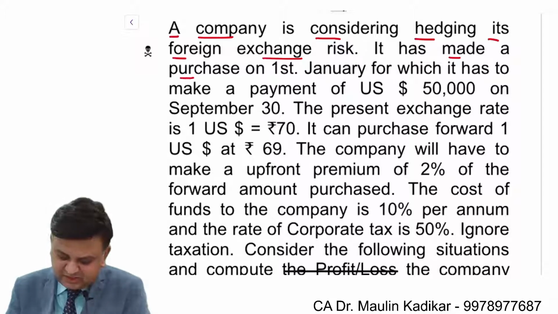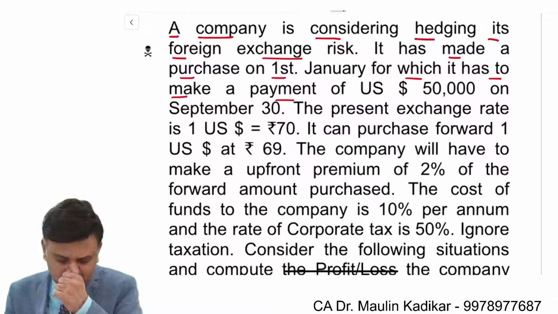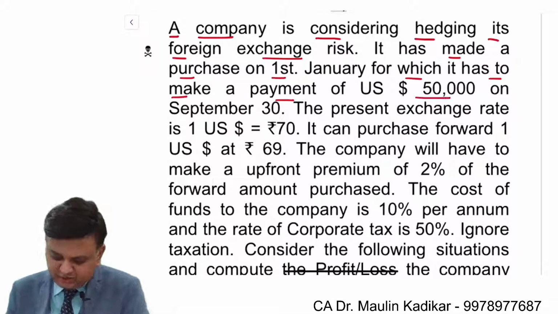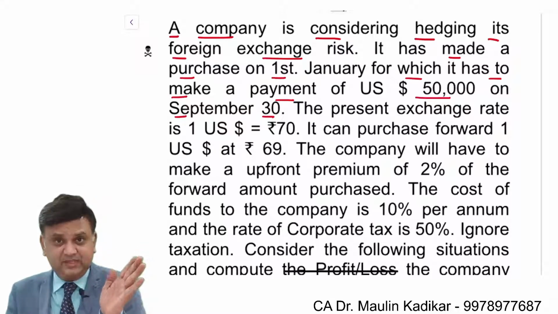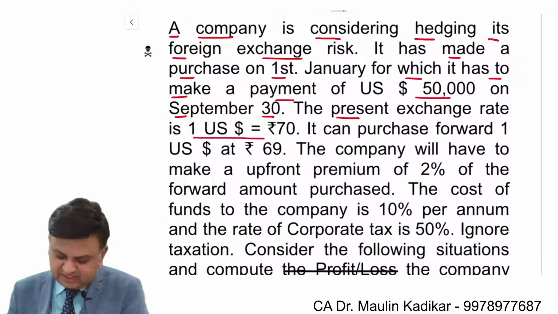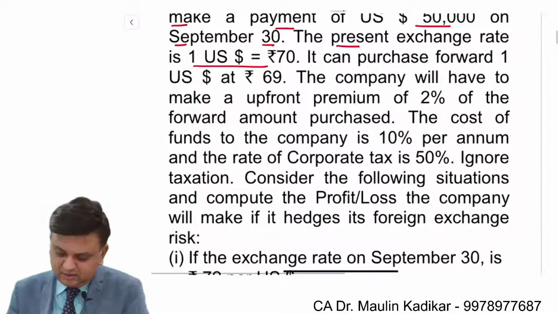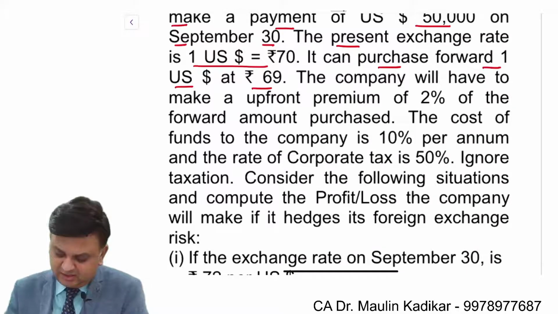It has made a purchase on 1st of January for which it has to make payment of United States dollar 50,000 on 30th of September, that is after 9 months. The present exchange rate is 70 rupees per dollar. It can purchase 1 US dollar at the rate of rupees 69. So it can enter into the forward contract for purchasing the dollar at 69.